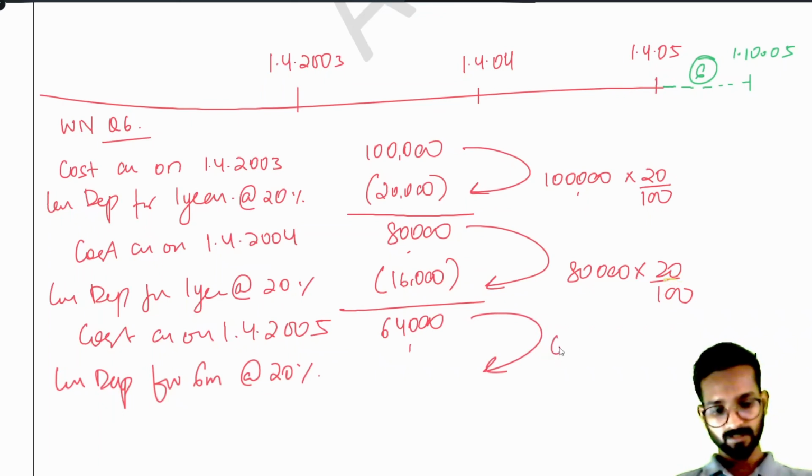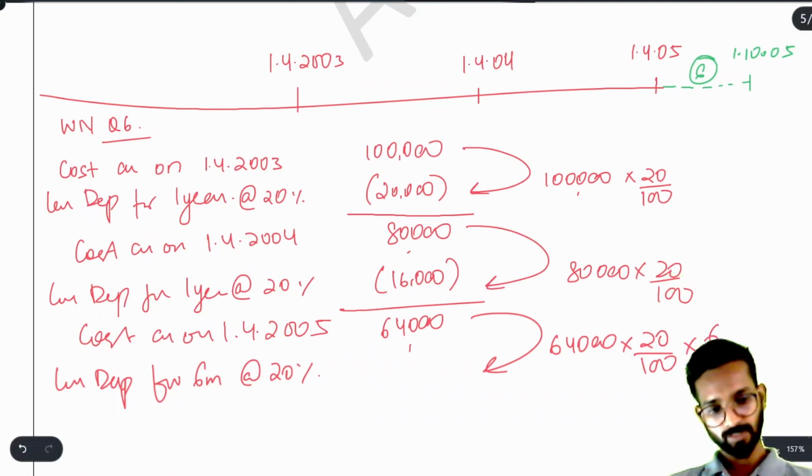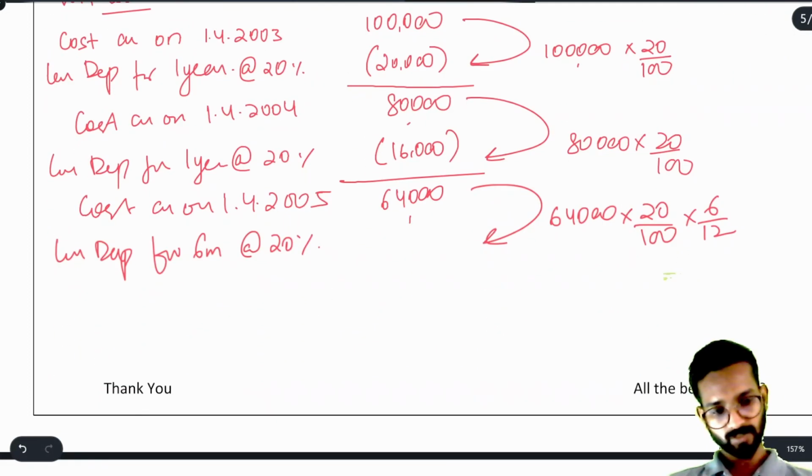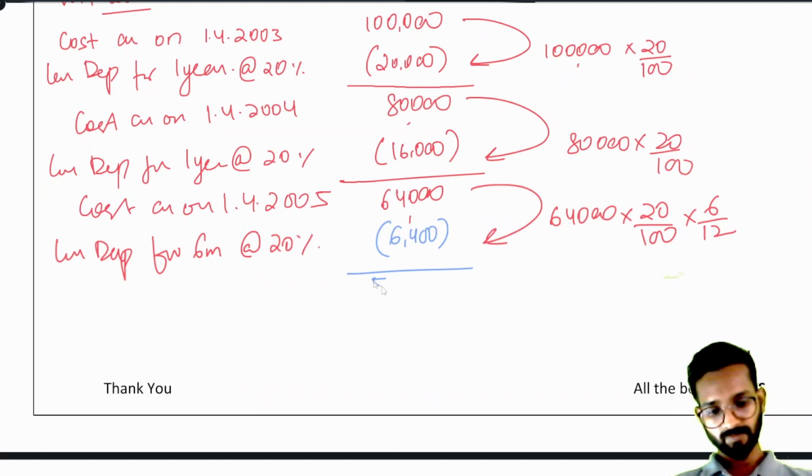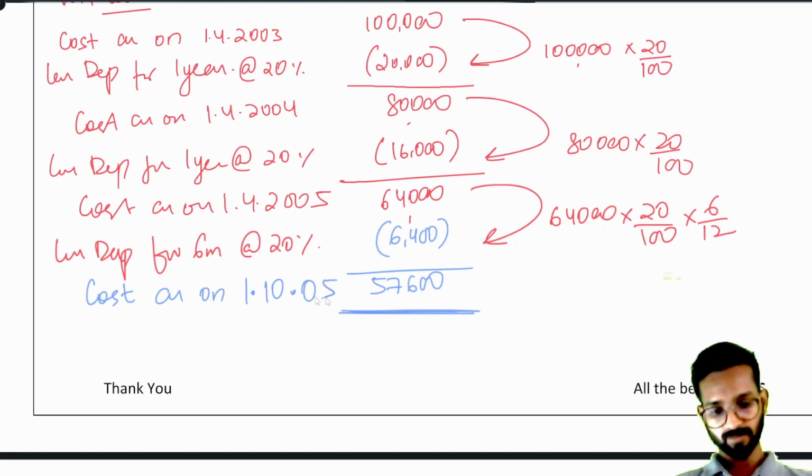How? See, 64,000 multiplied by 20% multiplied by 6 by 12. Only for 6 months. So it will appear here 6,400. So you can say 64,000 minus 6,400 will be 57,600. That is your cost as on 1st October 2005.